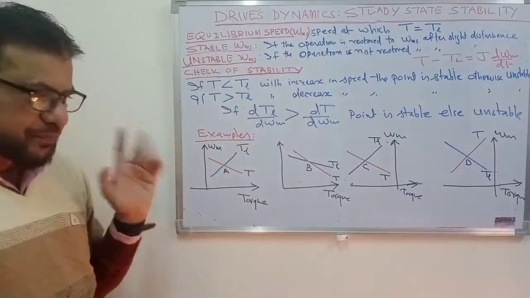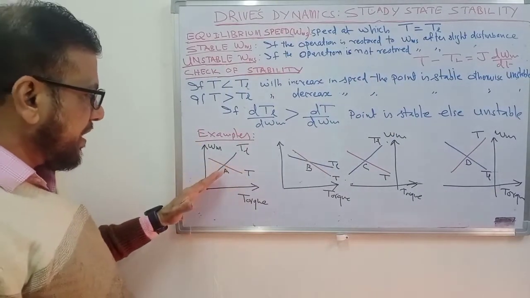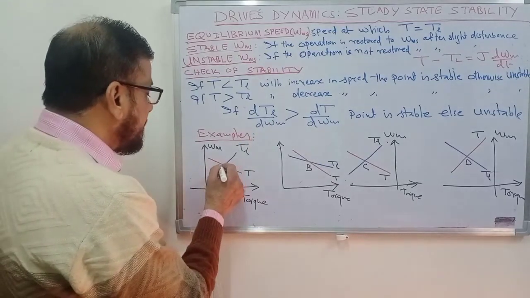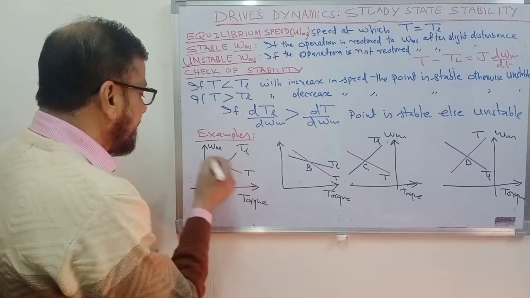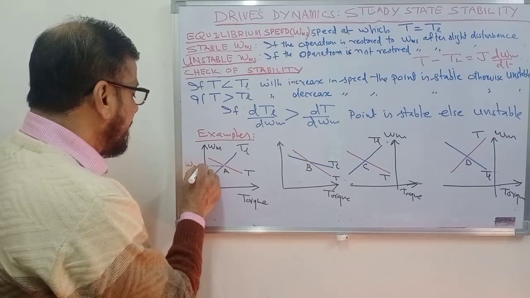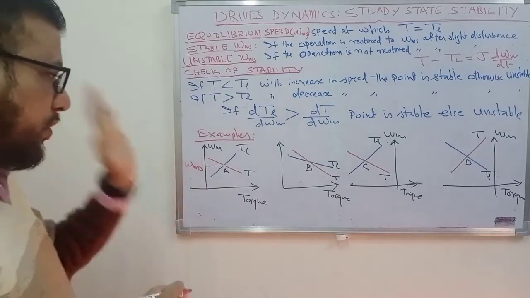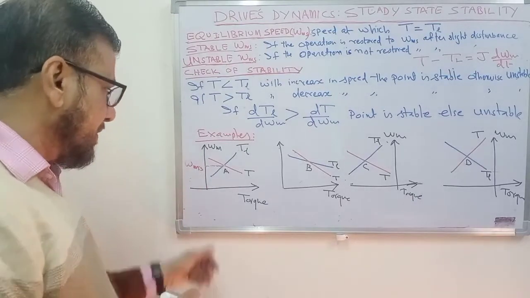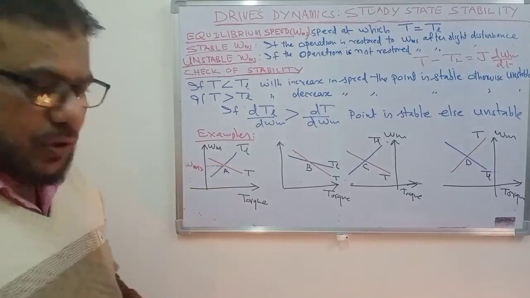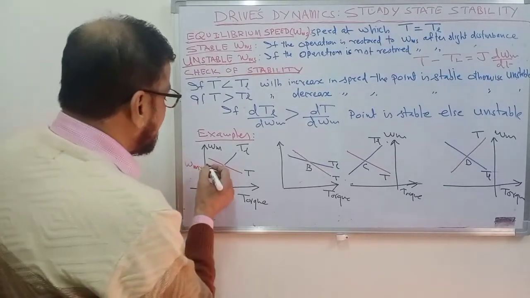Let us take the first case. Here the speed torque characteristic of the motor is drooping, where the load torque is increasing with the speed. So this point is the operating point. This is the equilibrium speed omega ms. At this point the motor is operating. Now we have to check whether this point A is a stable operating point or it is unstable operating point. For that, let us slightly increase the speed and see what happens.